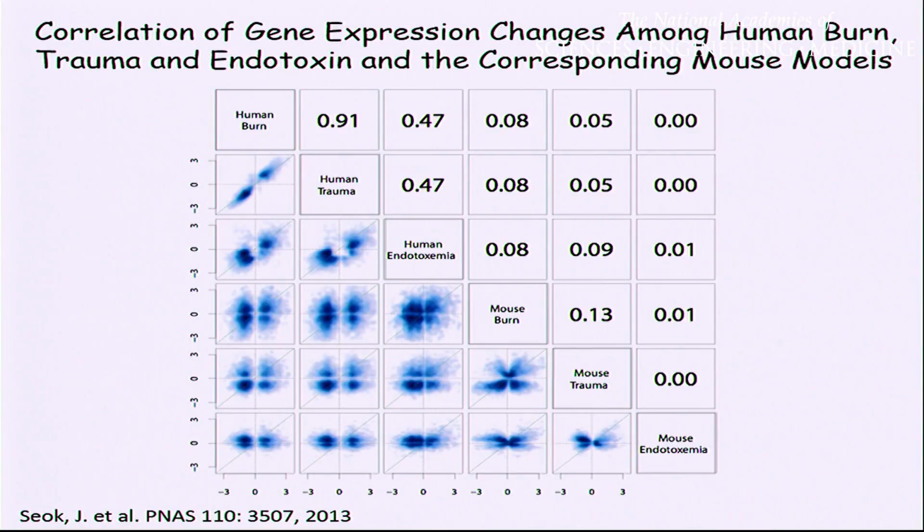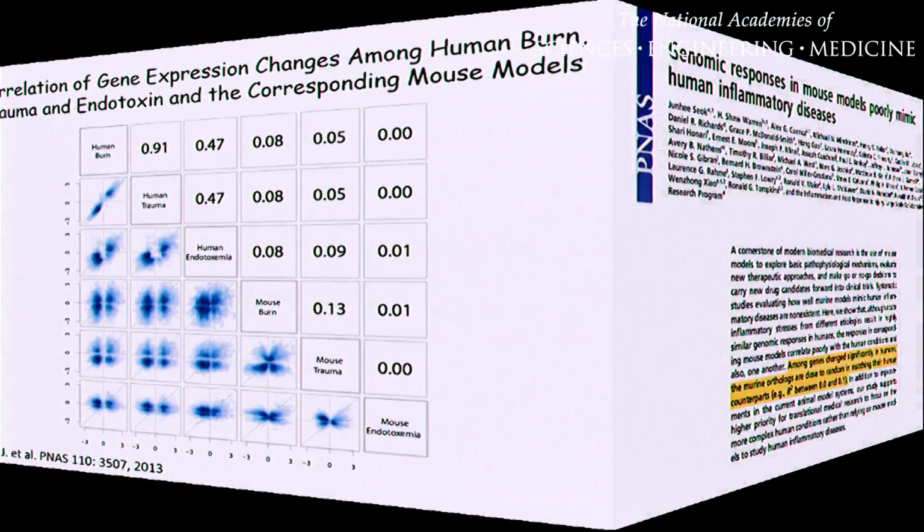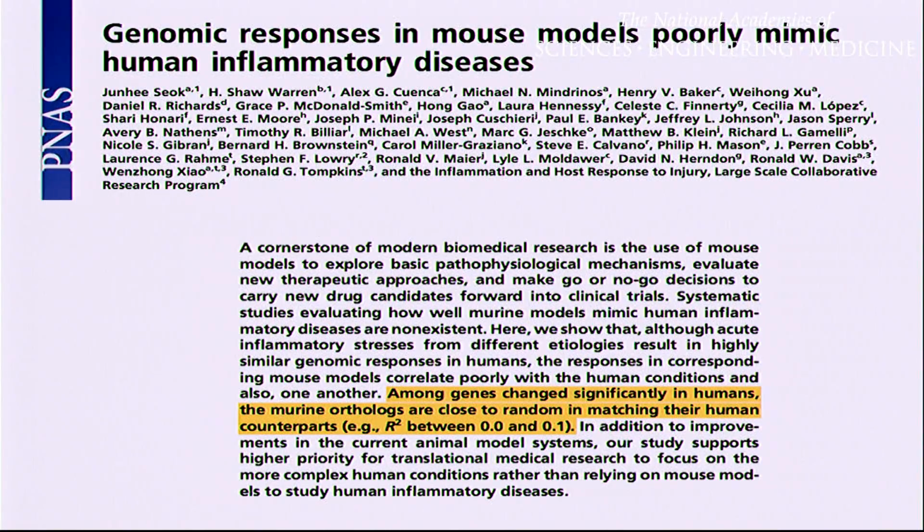But what's really striking is when you start comparing the mouse. If you compare mouse endotoxemia to mouse trauma, there's no correlation. If we compare mouse endotoxemia to the gene expression pattern resulting from burn injury as a stress stimulus, also no correlation. And more telling is when you start comparing across species. Let's compare human burn to mouse burn, which is here: virtually no correlation. If you look at this part of the table, these are the cross-species correlations, and there's very, very little, if any, correlation across these two species. In fact, the authors concluded that among genes changed significantly in humans, the murine orthologs are close to random in matching their human counterparts. So let me show you another study.